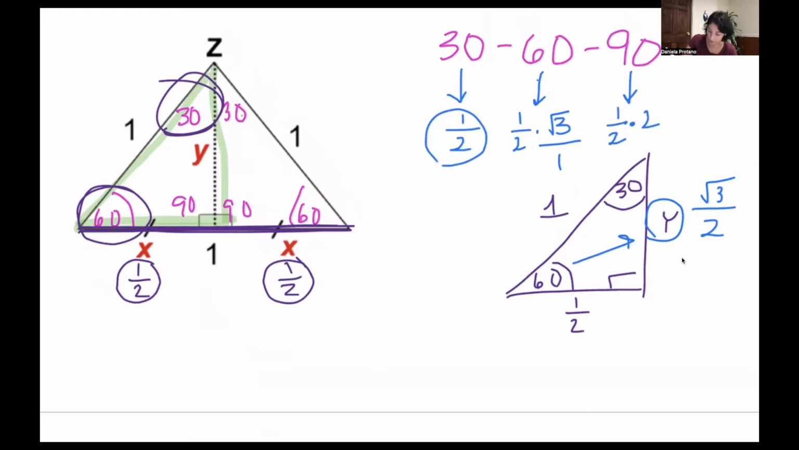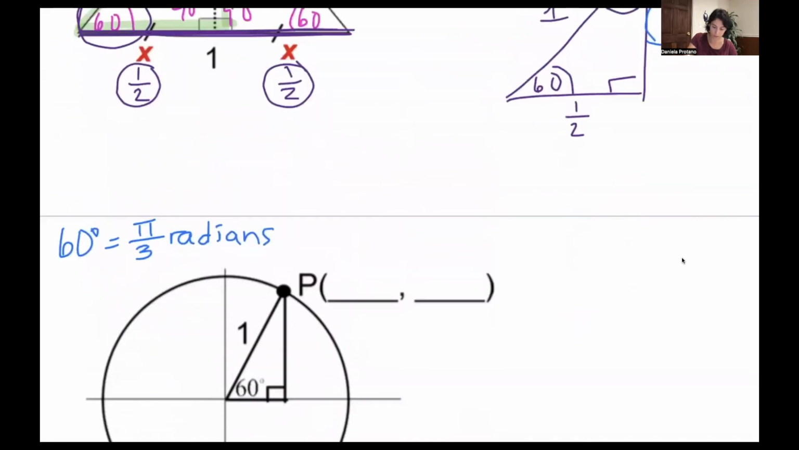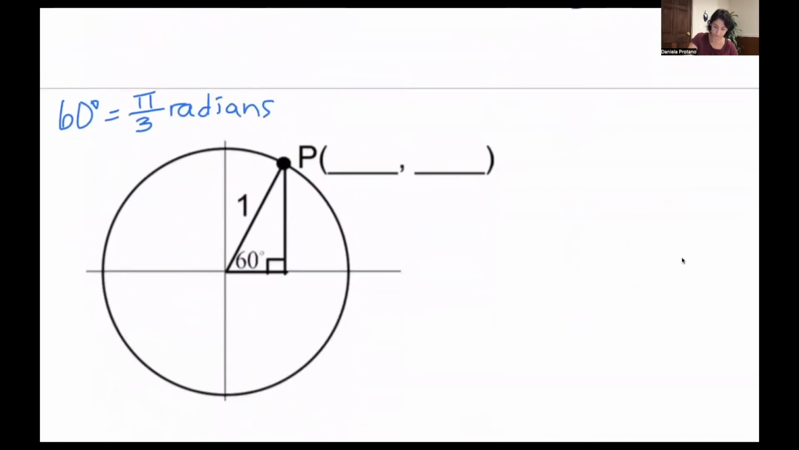Okay, so we're starting to see where the square root of 3 over 2 comes from. We see where the 1/2 comes from. So let us take a look at the scenario here. If we remember, 60 degrees in radians is pi over 3. So if our reference angle is 60 degrees here, and we're on a unit circle, the radius is 1. Reference angle is 60 degrees. Because the sum of all interior angles in a triangle has to equal 180 degrees, that means this has to be 30.